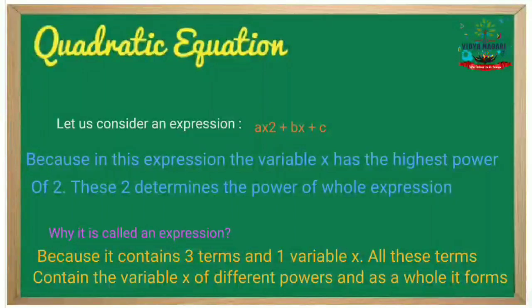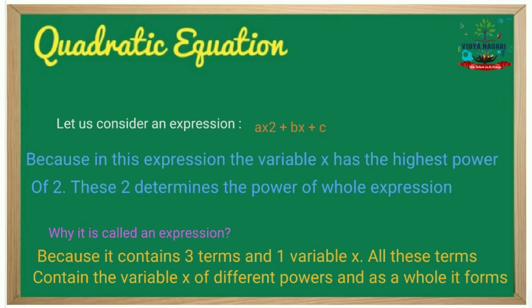At first, I give a brief introduction about the quadratic equation. Now we have to understand what is the quadratic equation. Let us consider an expression ax square plus bx plus c. It is a quadratic expression. Why is it called a quadratic expression? Because in this expression, the variable x has the highest power 2. And this 2 determines the power of the whole expression.